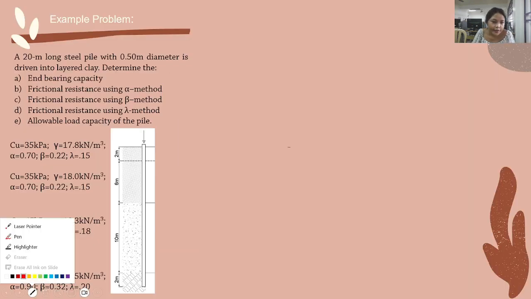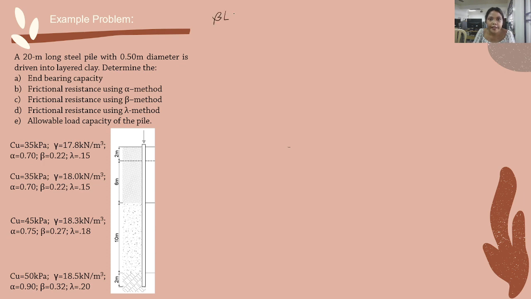Okay. So, therefore, BL sigma prime MP is your skin friction resistance. Kukunin mo yung summation nun. QSF1 plus QSF2 plus QSF3 plus QSF4. Diba? Pwede ba idiretso na natin para at least tuloy-tuloy na lang tayo pag-calculate later.